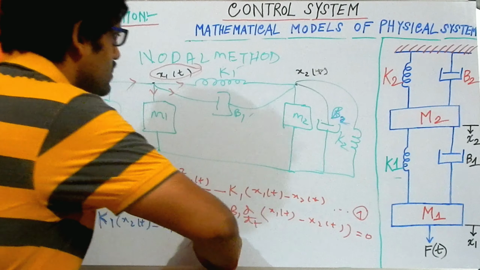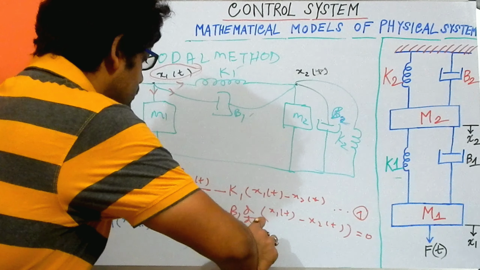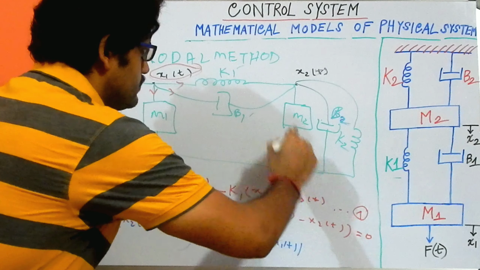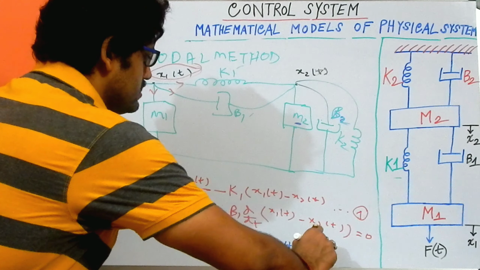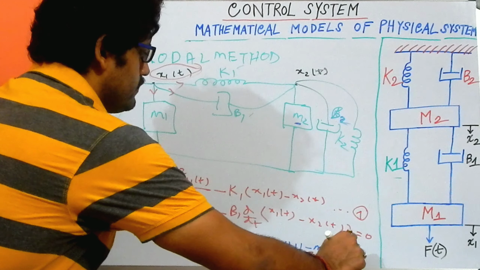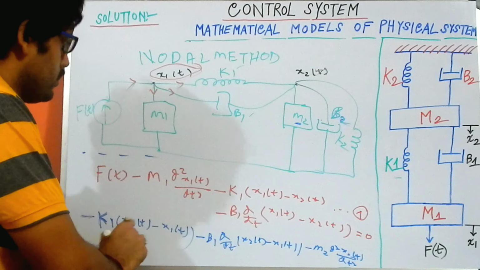And the next one is our B1 d/dt of X2 T minus X1 T, and for the mass, minus M2 d²X2 T divided by dt², and for the B2, minus B2 d/dt of X2 T, and the last one is minus K2 X2 T, which is equal to 0. So this is our equation 2.